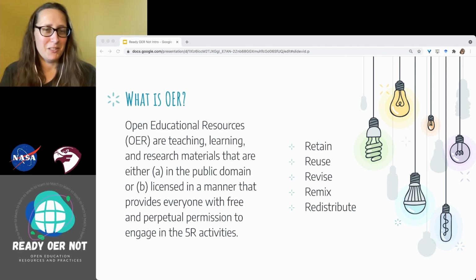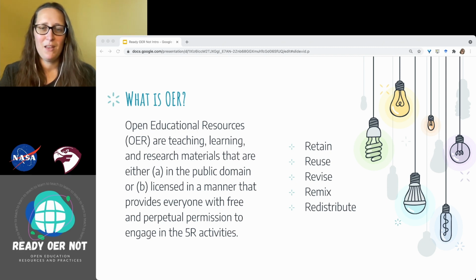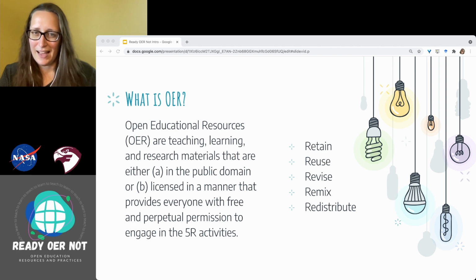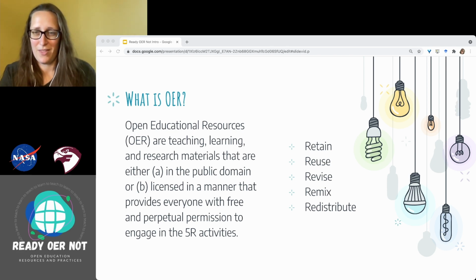Open educational resources are usually online, but not exclusively, and they're materials that allow you to retain, reuse, revise, remix, and redistribute, the 5 R's of OER. What this means is it's not just a website that you can look at. It's something that you can take, and it's licensed in a way that not only allows but encourages you to do things with it, to make it specific to your situation and make it work for you and your students.